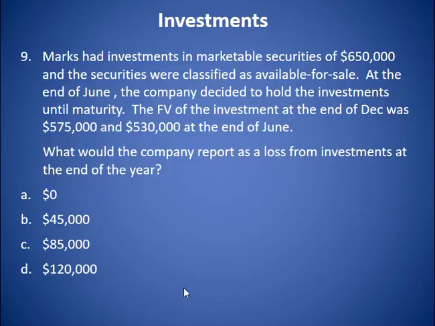Number 9, Marx had investments in marketable security of $650,000. And these securities were classified as available for sale. At the end of June, the company decided to hold the investments until maturity. The fair value of the investment at the end of December was $575,000 and $530,000 at the end of June. What would the company report as a loss from investments at the end of the year? Again, go ahead and take a few minutes, stop your video, select your answer, and when you're ready, restart your video.